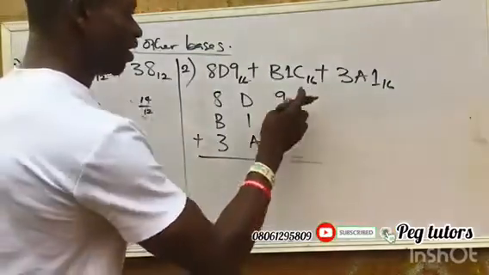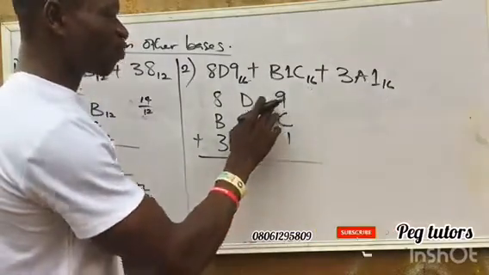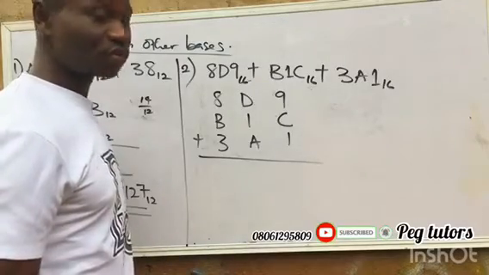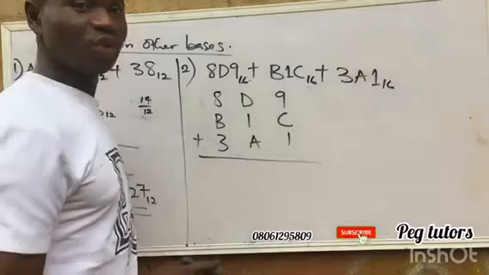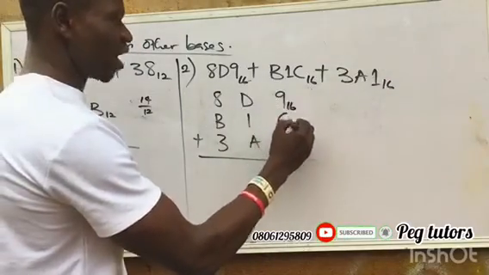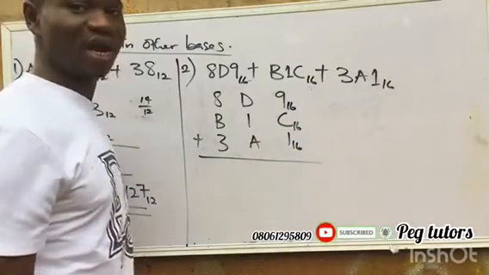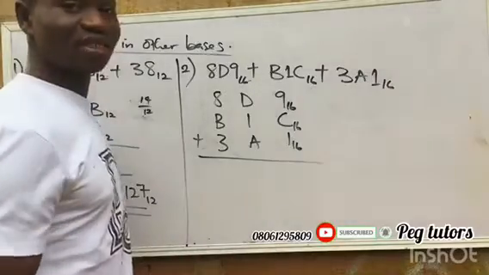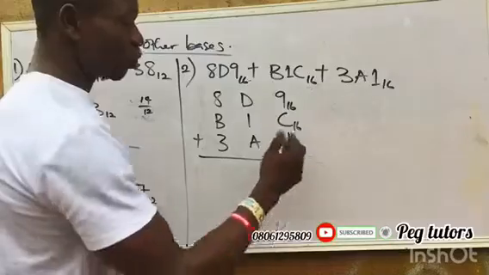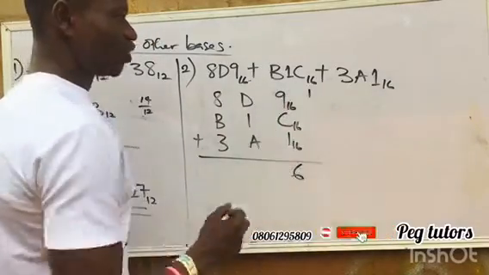So you start. C is 12. Do not forget that C is 12. 12 plus 9 will give you 21. 21 plus 1 will give you 22. Now 22 is bigger than 16. Remember, everything you are adding here is in base 16. So 22 is bigger than 16, so divide that 22 by 16. When you divide 22 by 16, you'll have 1 remainder 6. So drop the remainder, which is 6, then carry 1.